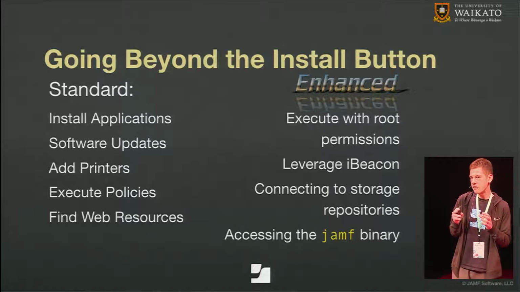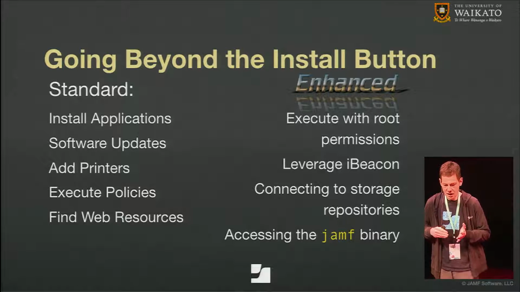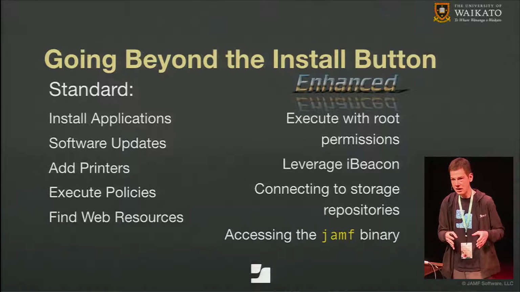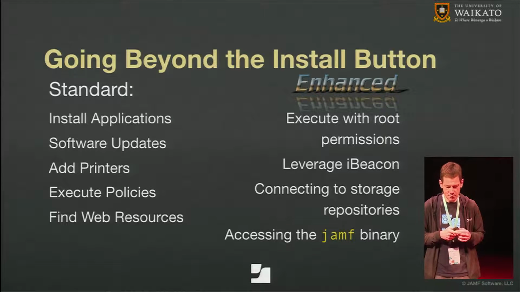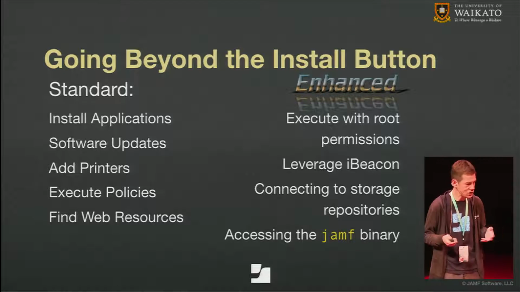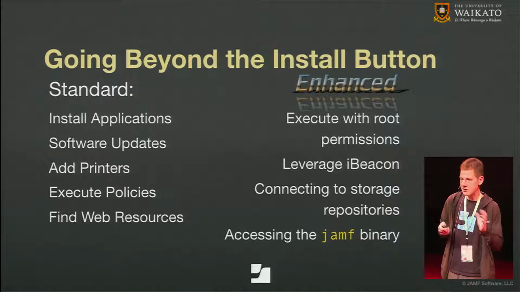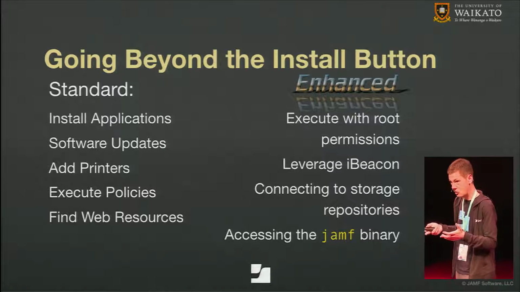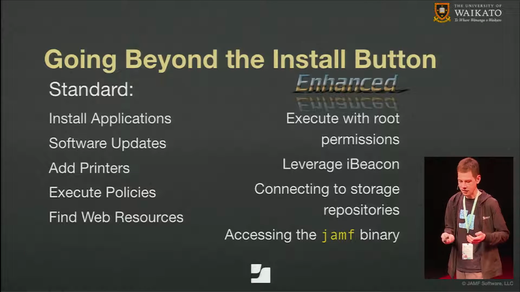However, self-service is a binary that can execute other functionality with escalated permissions. That's extraordinarily useful. It also allows you to recognize beacon-based policies. Once self-service has been deployed onto a Mac, then you can use iBeacons. Wonderful stuff, all supported by Pro. You can connect to file shares and storage repositories and cloud-based storage very easily. And you can get to the Jamf binary via the self-service options. So you can use all that extra lovely functionality in the Jamf binary by creating little buttons in self-service that get you there.